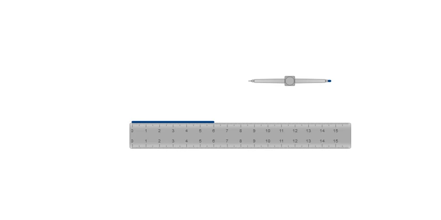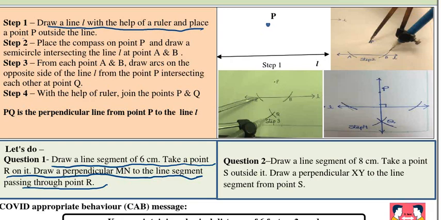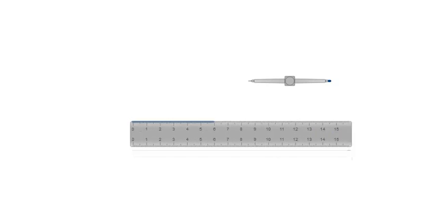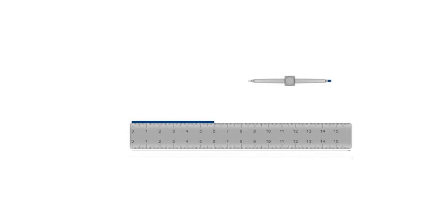Now you can see this is our line segment, and we will name it line segment. Now we have to take the point R on this line and then draw a perpendicular line MN to it. So if we take this back here, you can see the center point over here is this one, at 3. So we will just mark a point here and name this point R.